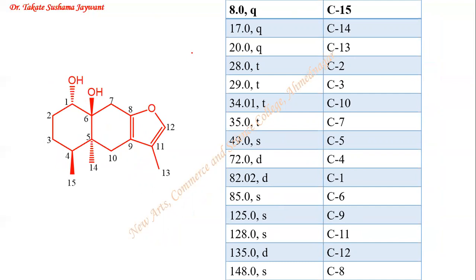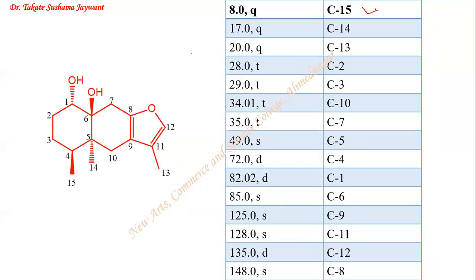We have an 18 quartet. Now in the structure we have three methyl groups: C14 is there, C15 is there, and C13 is there. If you look, C14 is attached to a quaternary carbon atom, C13 methyl is attached to an sp2 hybrid carbon atom, while C15 is attached to a methine carbon atom. So among 15, 14 and 13, C15 must be the shielded signal. So this first signal, 8.0 quartet, is because of the C15 methyl group.